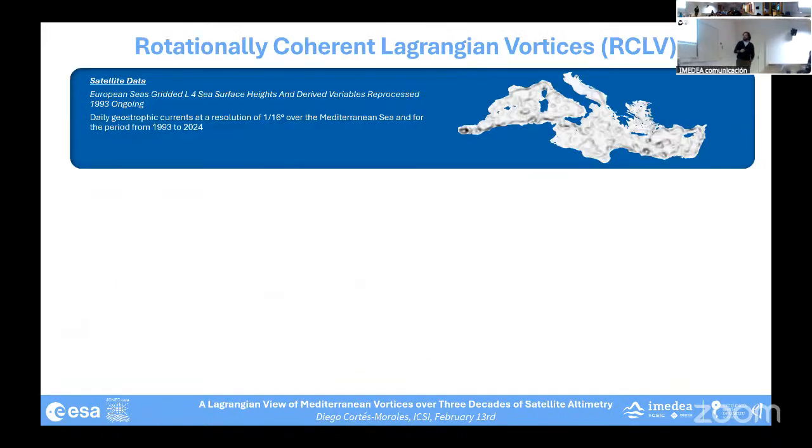We want to recompute the rotational coherent Lagrangian vortices, or for short, Lagrangian vortices, in the Mediterranean Sea. This work is already done at global scales, but we know that the Mediterranean Sea is a very special basin, a semi-enclosed basin with a lot of coastal areas. And we also have the privilege of a special satellite-based product focused on the Mediterranean Sea, with special tuning from the Mediterranean dynamics.